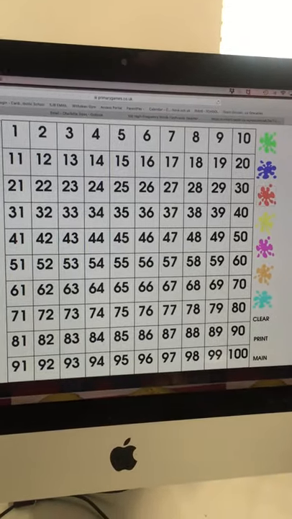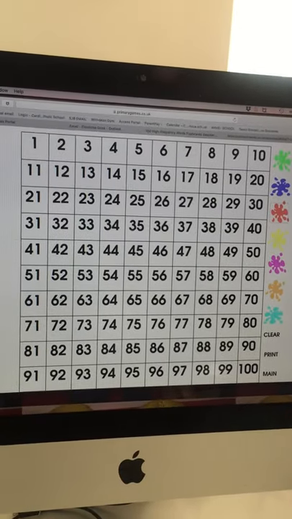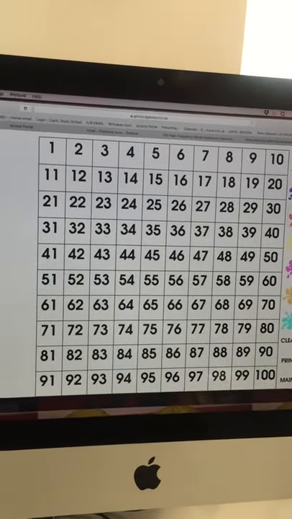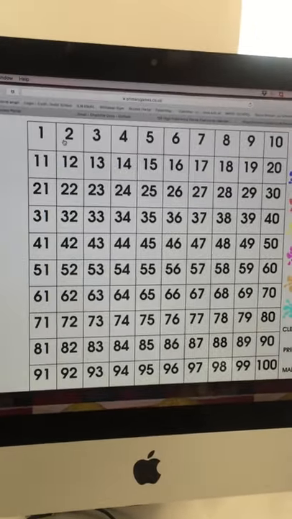Shall we count in twos? Oh, what colour shall we have today? Let's try the red today. Are you ready? Count in twos with me.